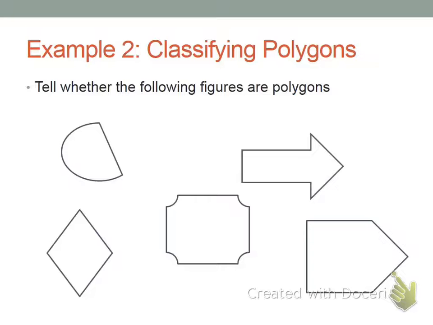All right, so the top left one, is that a polygon? No. Why not? Because it has curves, so we just say no because it has curves. What about the arrow? Yes or no? Does it have all straight sides? Do they all connect? Yeah, so it's a polygon. It's a weird looking polygon, but it is a polygon.